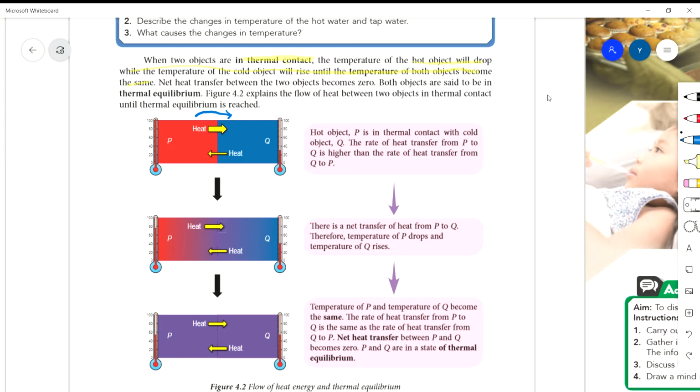You can see the process happens for, let's say, a few minutes or a few hours, depending on the object and how much heat is transferred, until there is no more heat transfer. Dah kita kata heat transfer ni zero lah. Bila zero, kat situ barulah kita kata objects are in thermal equilibrium, keseimbangan terma. Net heat transfer between P and Q becomes 0. Becomes 0 means no more.